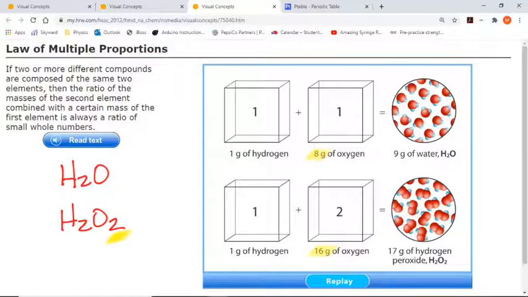Another example I know that you're familiar with is going to be carbon and oxygen. So if I just have 1 and 1, that's carbon monoxide, typically given off by your car. And then carbon dioxide given off by us. Both of them contain carbon and oxygen, but again, the ratio is going to be different.